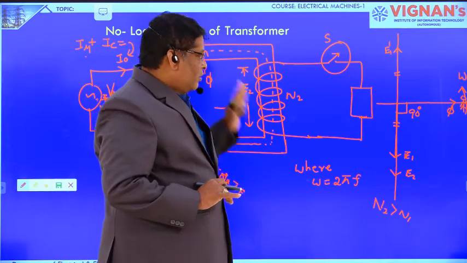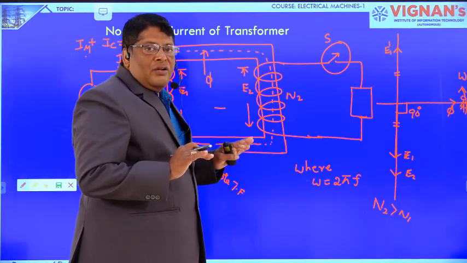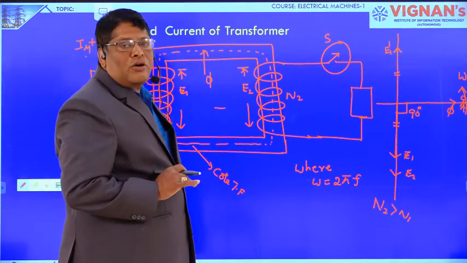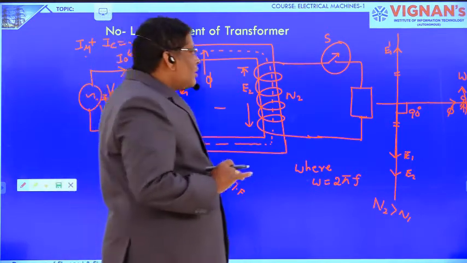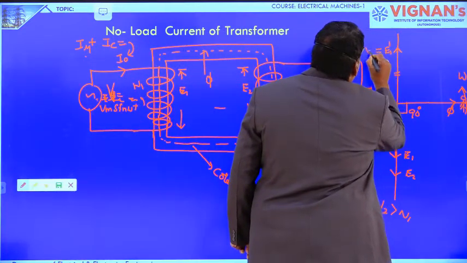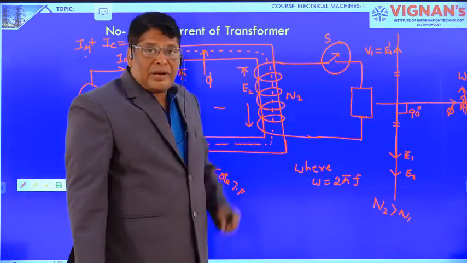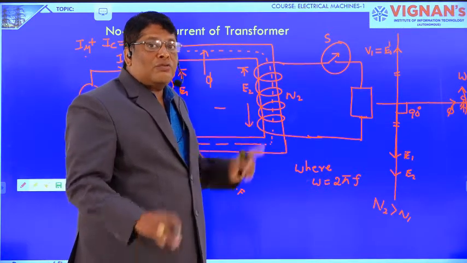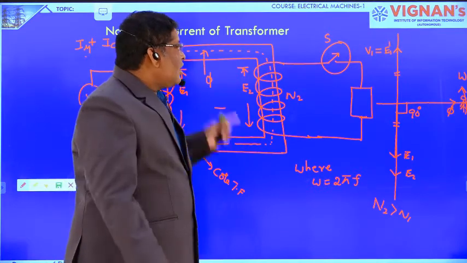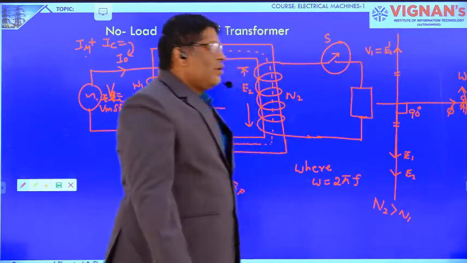Now here we have taken an ideal transformer. There is no voltage drop in the primary winding. So when there is no voltage drop in the primary winding, E1 dash equals V1, because we have taken the transformer with only core losses. With only core losses, E1 dash equals V1.